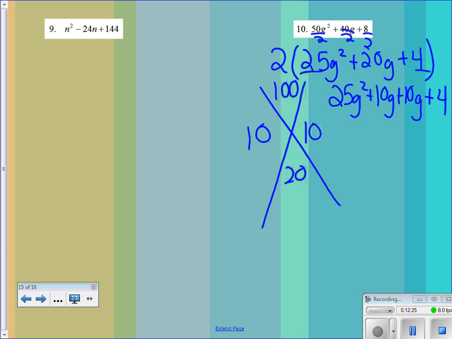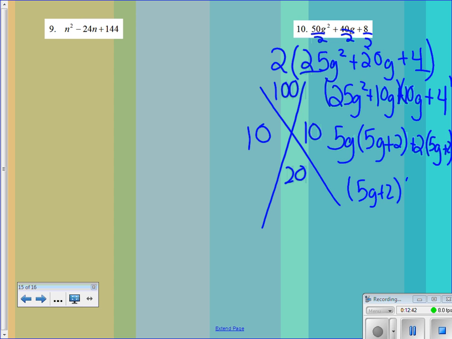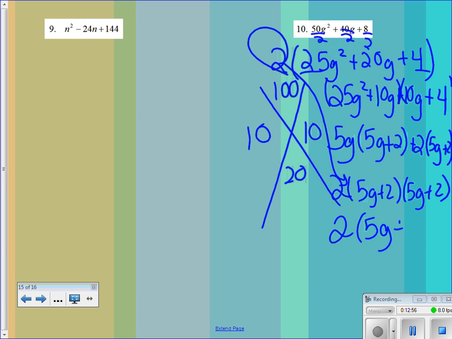Now I'm going to go ahead and factor by grouping. Out of here, I can pull out a 5g, and I'm left with 5g plus 2. Out of here, I can pull out a 2, and I'm left with 5g plus 2. So now I know I have 5g plus 2 times 5g plus 2. We don't want to leave our little sister at the mall, so we need to make sure that GCF comes down to our answer. So now I have my 2, and I can take this 5g plus 2 and square that part. The 2 isn't being squared here, but I'm going to square that part so that I can get my answer simplified.